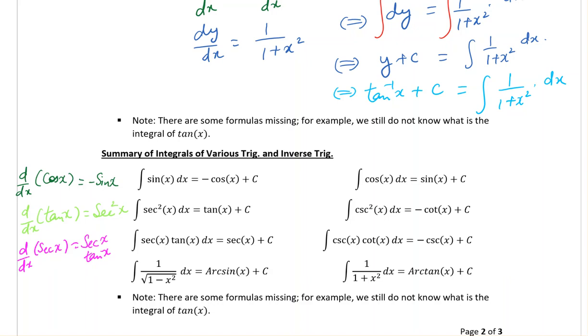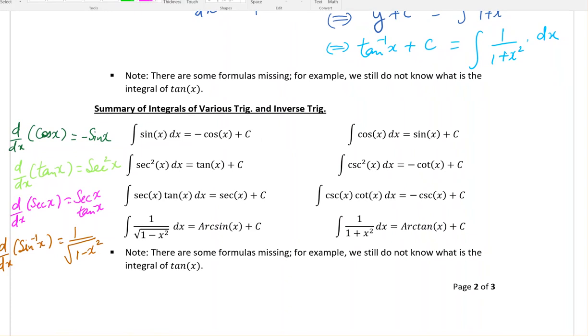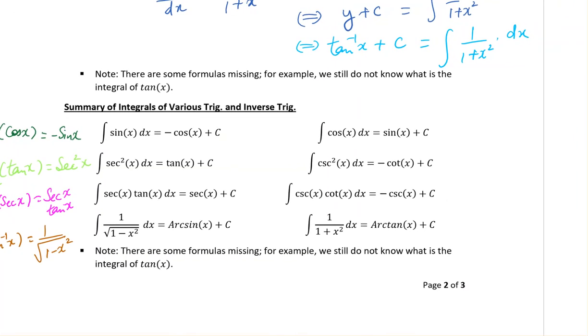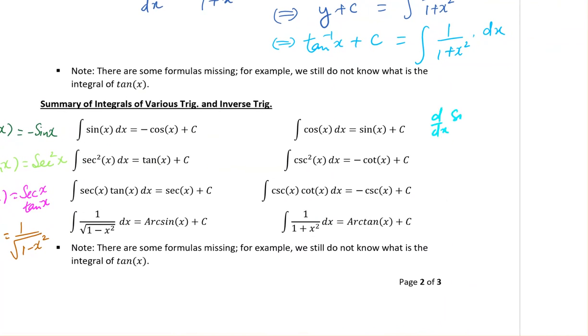And similarly, when we talked about the derivative of inverse trigonometric functions, we learned that the derivative of sine inverse x is 1 over the square root of 1 minus x squared. Similarly, we can discuss the other set of formulas that we have here. So for example, the integral formula for cos x, we just tried that today.